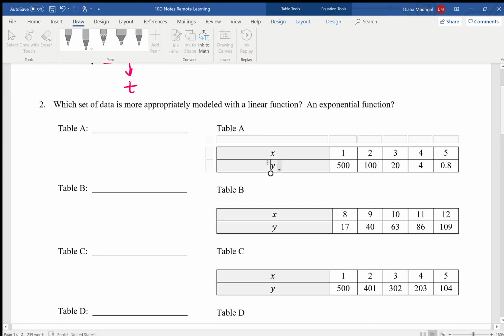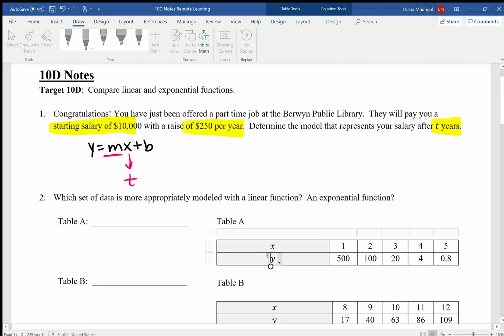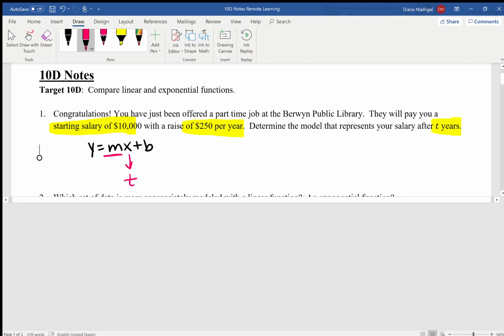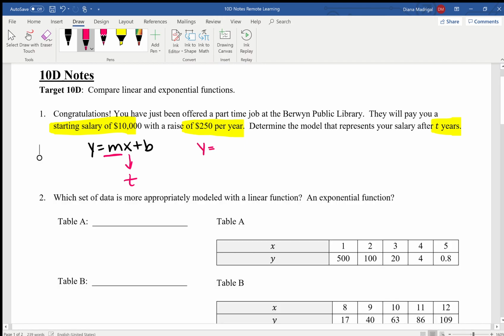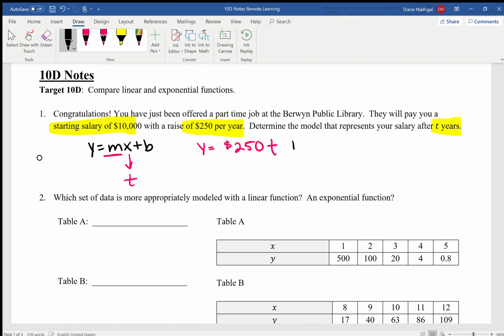So my answer is going to be y equals m, which is 250 per year. That's how much is going to change per year. And we're using t, remember? And then plus my starting point, which is 10,000. So that's my equation: y equals 250t plus 10,000. And that's it. We're not solving it, we're just writing the equation.